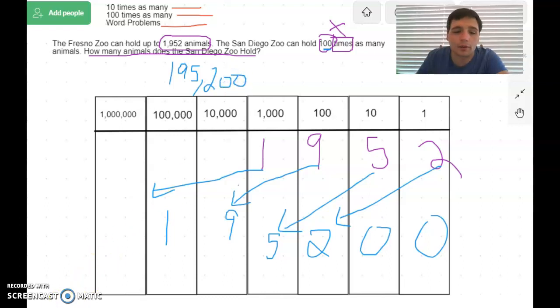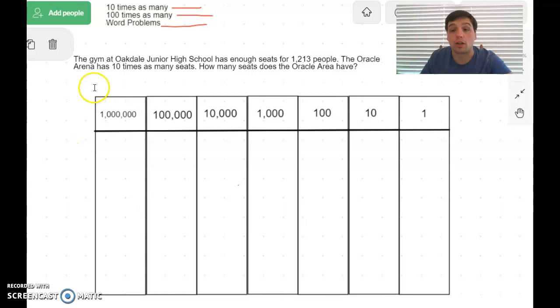Here's one for you to try on your own. Here's your problem to work on. The gym at Oakdale Junior High School has enough seats for 1,213 people. The Oracle Arena, that's where the Golden State Warriors play, has 10 times as many seats. How many seats does the Oracle Arena have? Go ahead and work on this problem, and when you come back, we'll review it together.